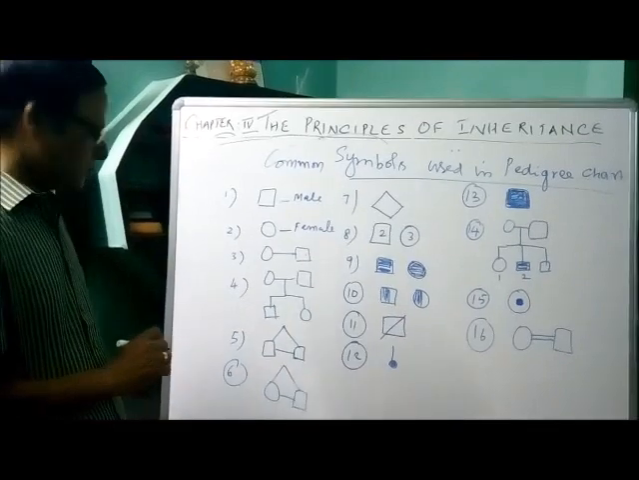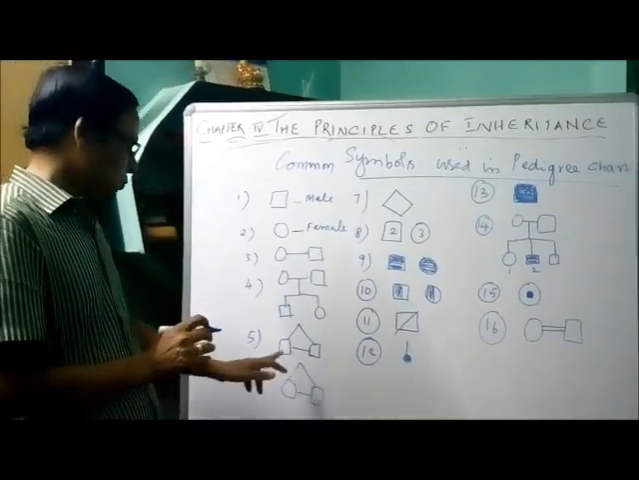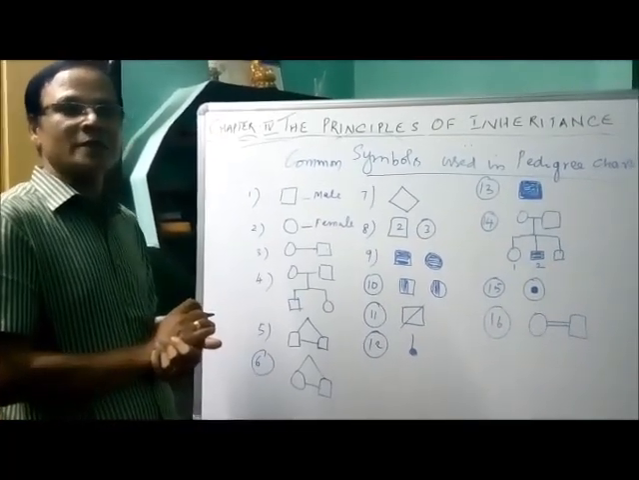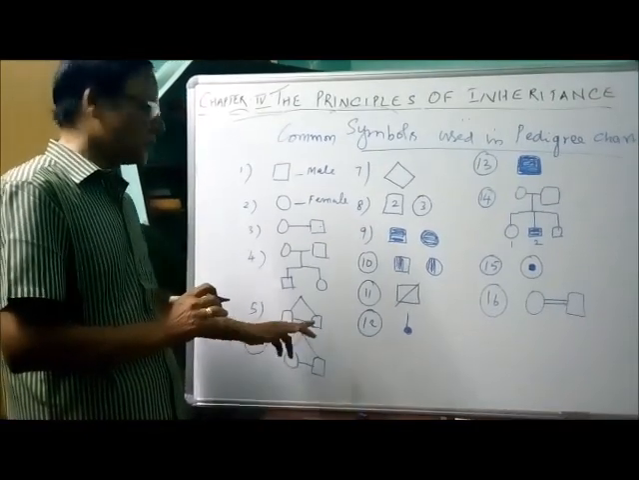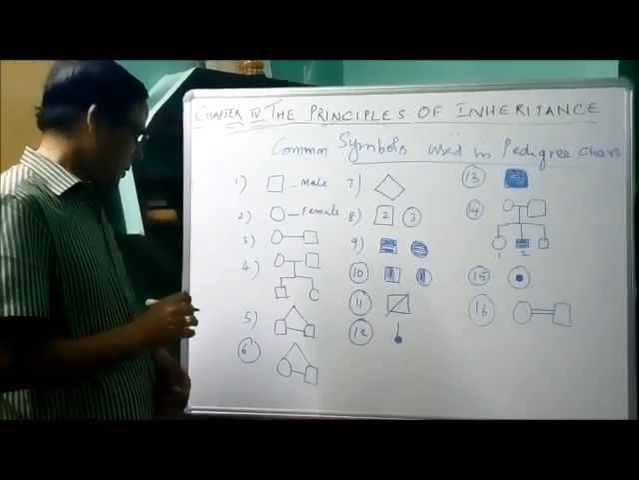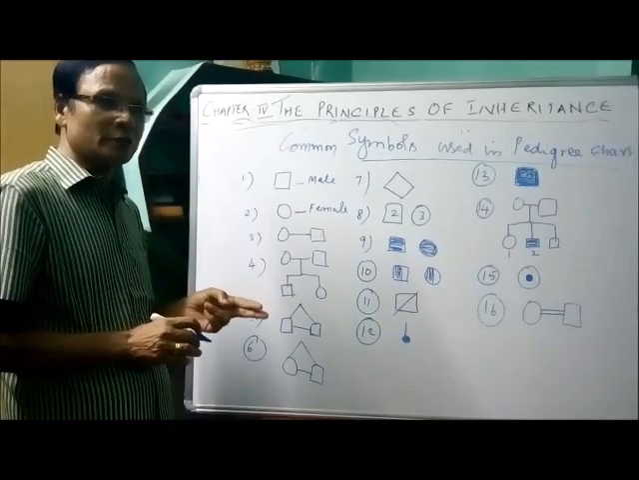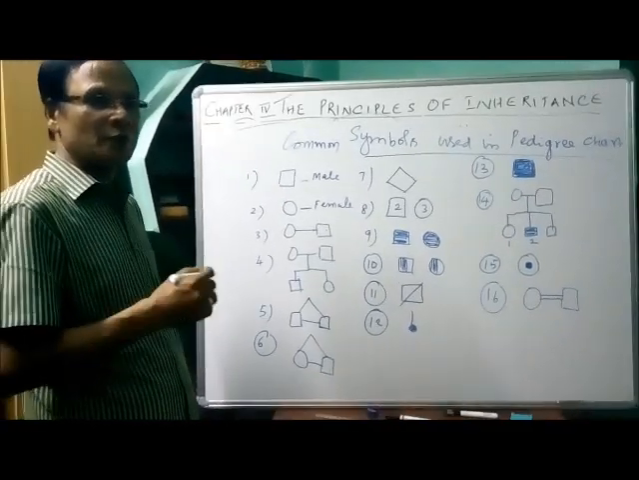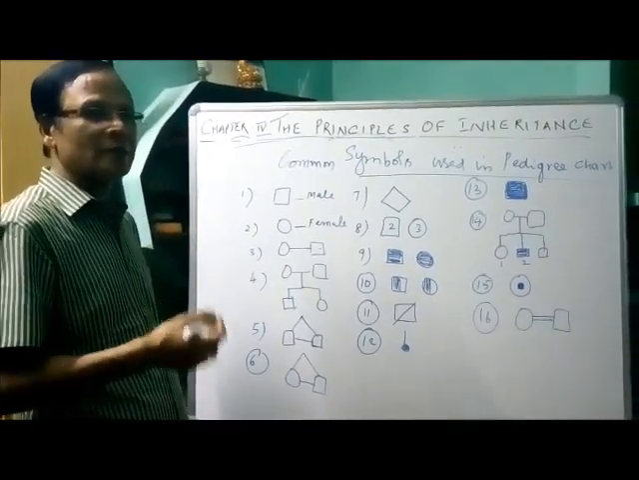Now the next one. This symbol represents monozygotic twins. Monozygotic twins are identical twins. Two identical individuals are formed from a single egg by a single fertilization. The two resulting babies are exactly identical, either both male or both female, but not one male and one female. Now the next one, dizygotic twins. In dizygotic twins, two different eggs are fertilized by two different sperms, so that we get two babies. The babies may be of the same sex or different sex, but here we are representing one female, one male. That is fraternal twins or dizygotic twins.